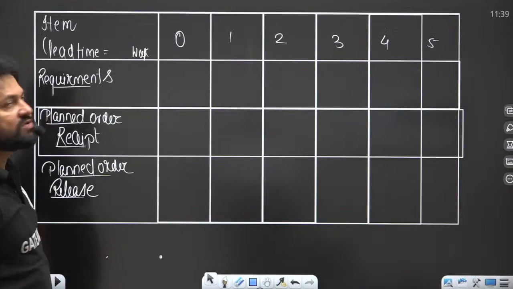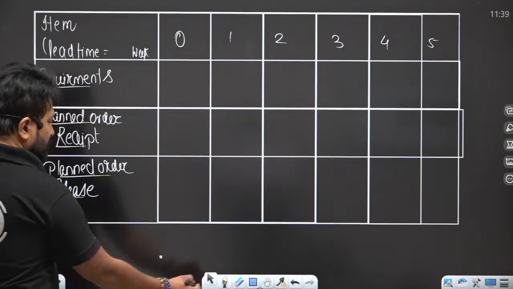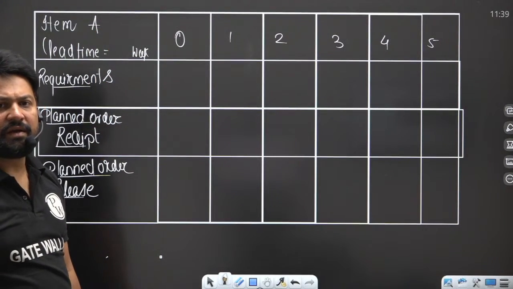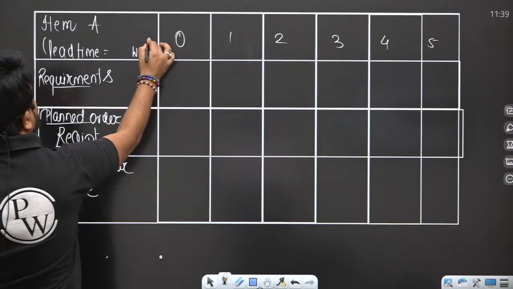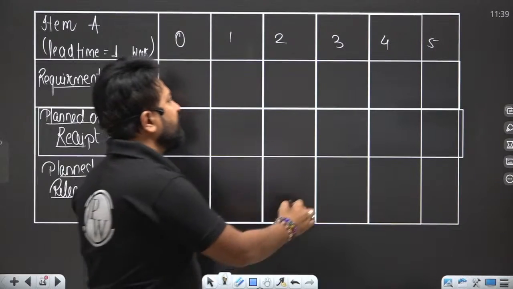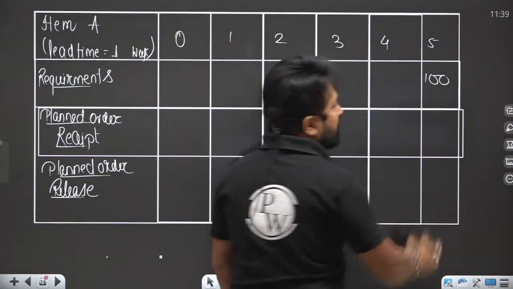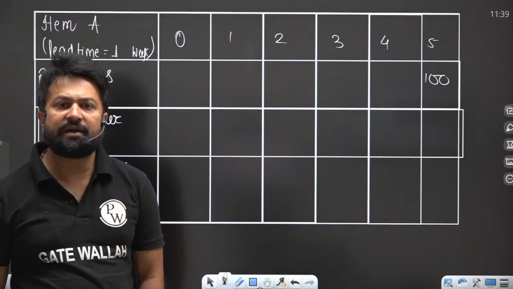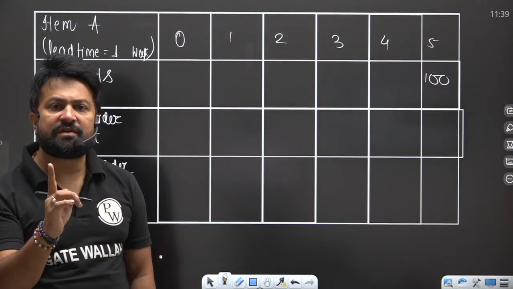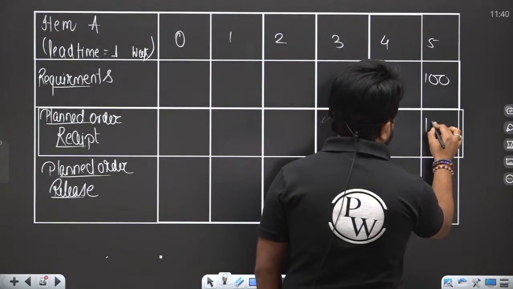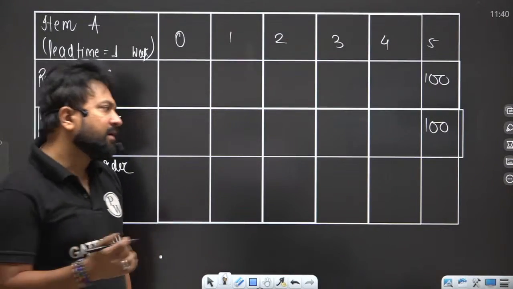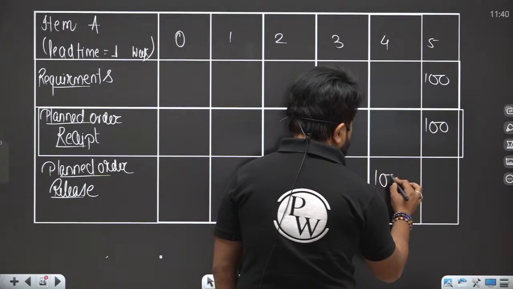Now let's talk about A. Item A. Okay, item A has a lead time of 1 week. Now the requirement of A in the 5th week is 100 units. So it should be received in the 5th week. So it should be released when? Before 1 week, because it has a 1 week lead time. So this is for A.